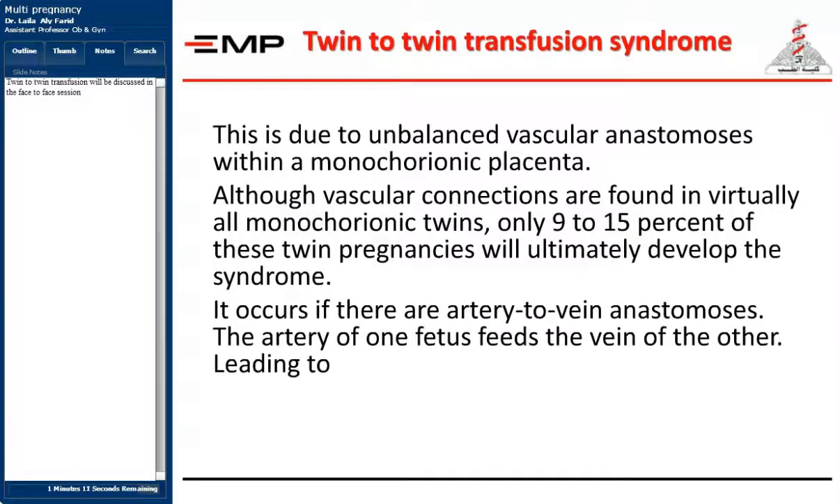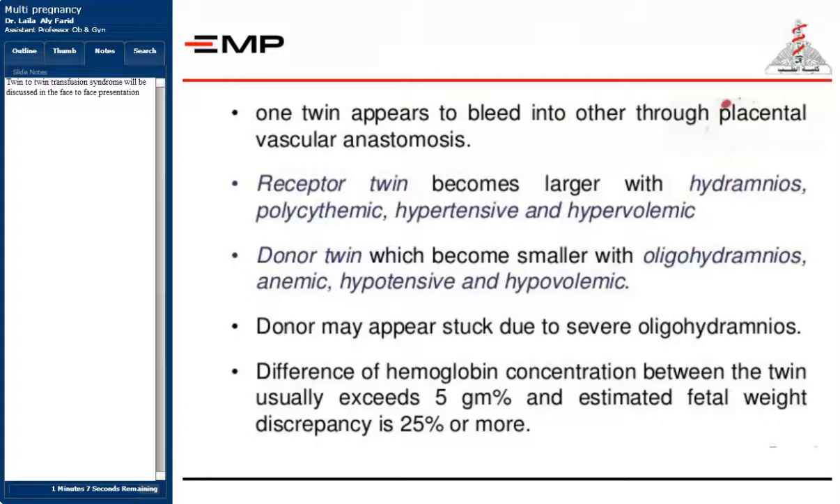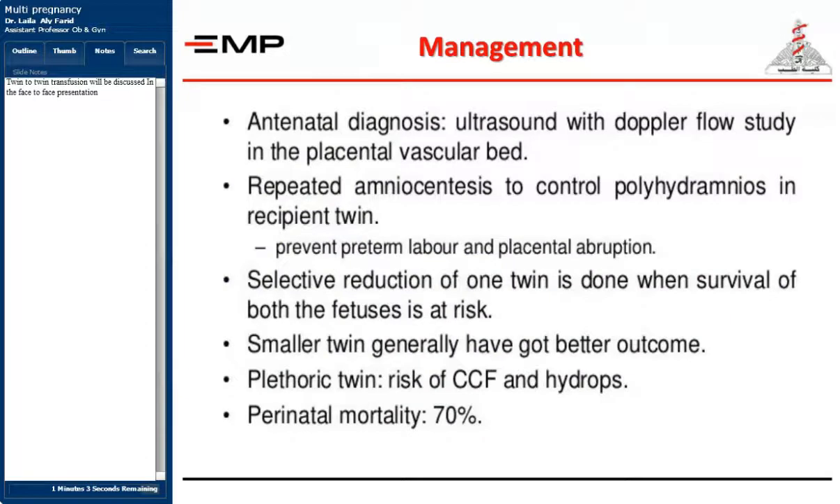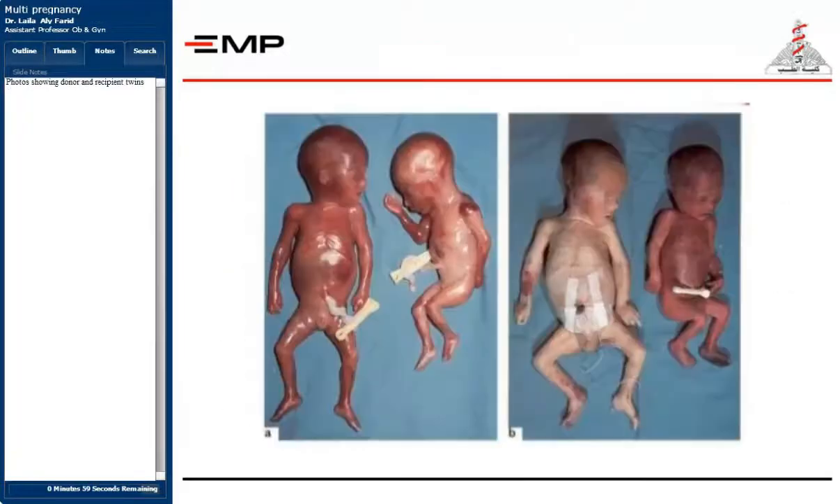Twin-to-twin transfusion syndrome will be discussed in the face-to-face presentation. Photos showing donor and recipient twins.